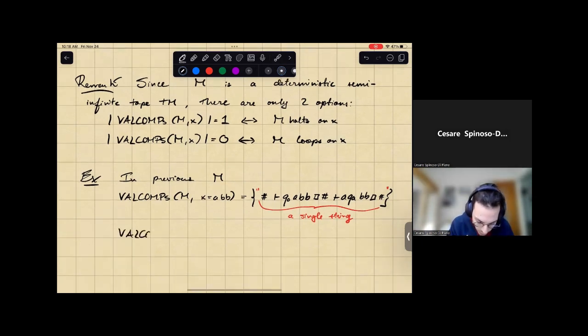When given a string on which M looped, so M given X, I think it was BA, then M would start churning through the computations running on AB, and it would never halt. So you can never write down that string using a finite number of letters. And so this would remain empty.